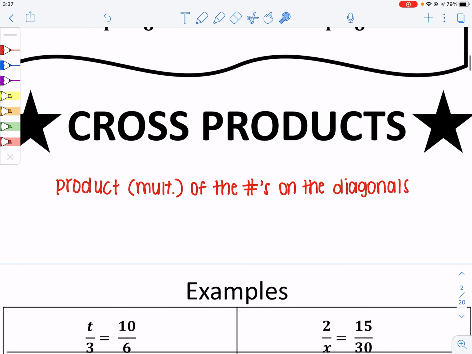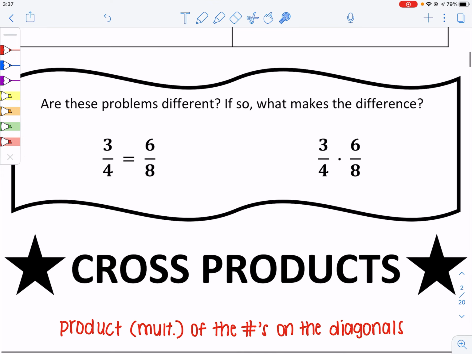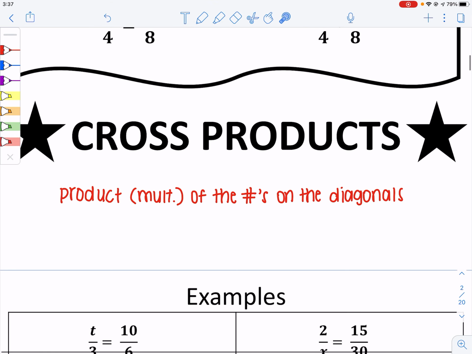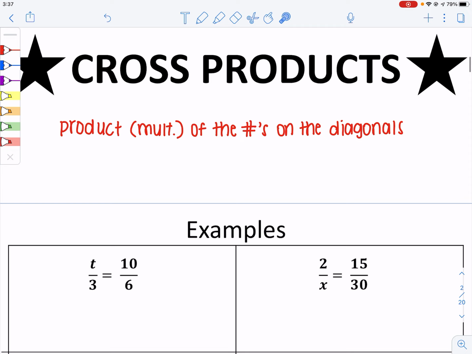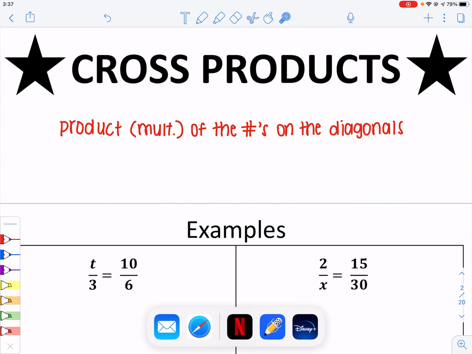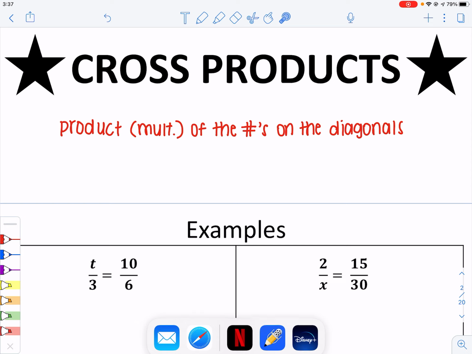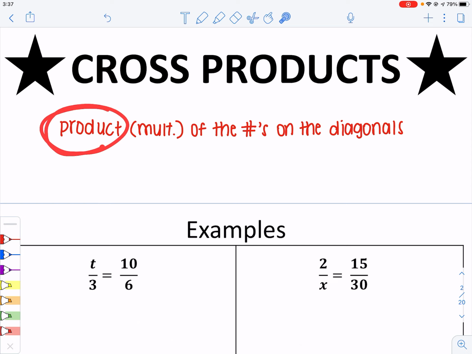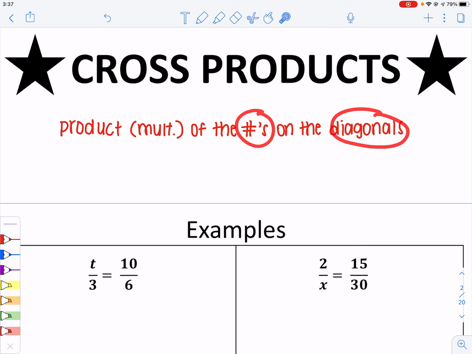So up at the top here on your first page of your notes, let's write in the word underneath these other definitions that we had. Right next to or underneath where it says cross products, let's write in our definition. So a cross product is just a product, which just means multiplying, of the numbers on the diagonals. Okay, so the whole cross part of it means diagonally. The word product part means you multiply. So go ahead and take a second and write down that definition. Okay, and let's try some examples.